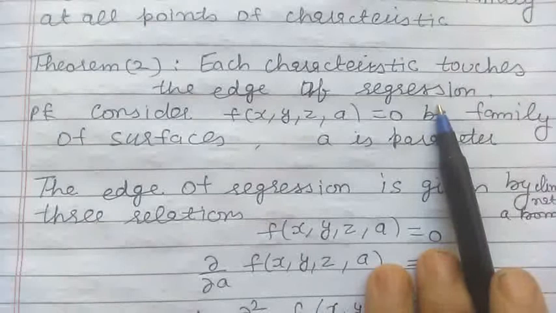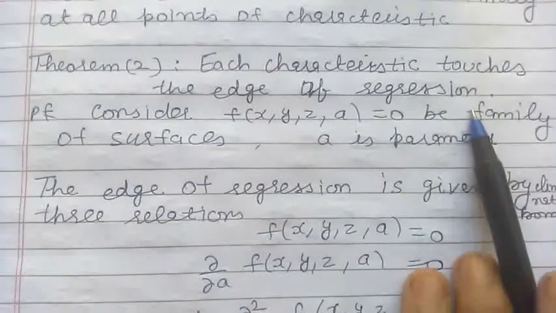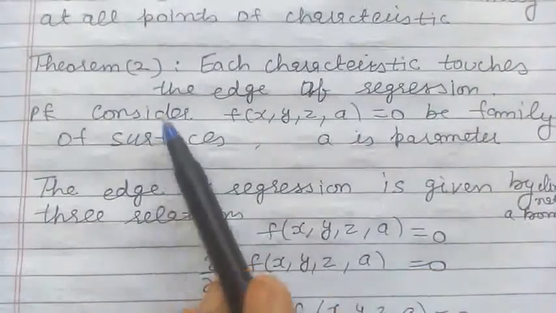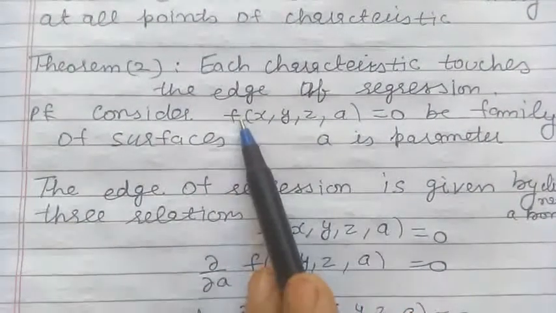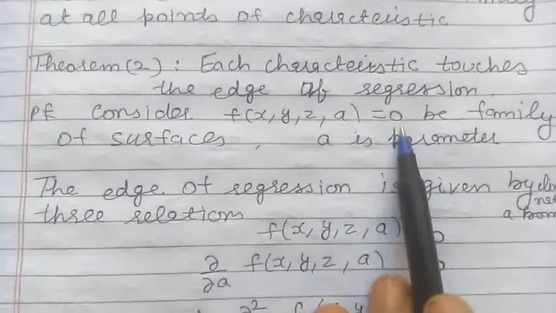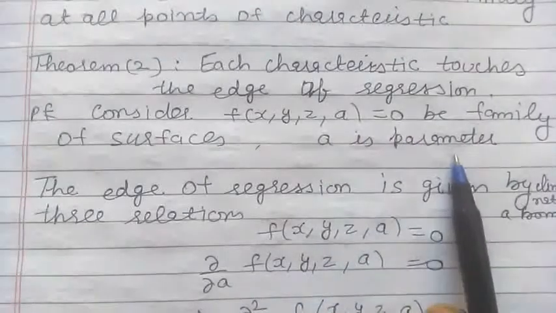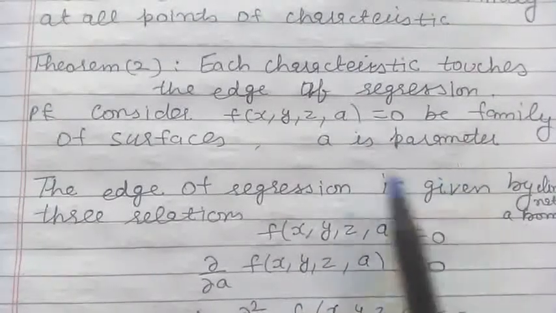We have to prove that all the characteristics touch the edge of regression. So let us take a one-parameter family of surfaces given by the function f of x, y, z and a equal to 0. Here a is the parameter. Let us find the edge of regression.